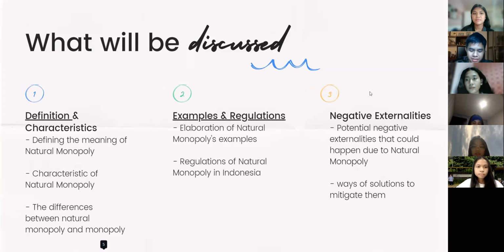Okay, so here's the agenda of our presentation. By the end of our explanation, we will be able to understand three main points of the materials. The first one is the definition and characteristics. In the definition, we will explain the meaning of natural monopoly, the characteristics, and the difference between natural monopoly and monopoly. Then we will elaborate the examples of natural monopoly as well as the regulations. And then potential negative externalities that could happen due to natural monopoly and ways and solutions to mitigate them.